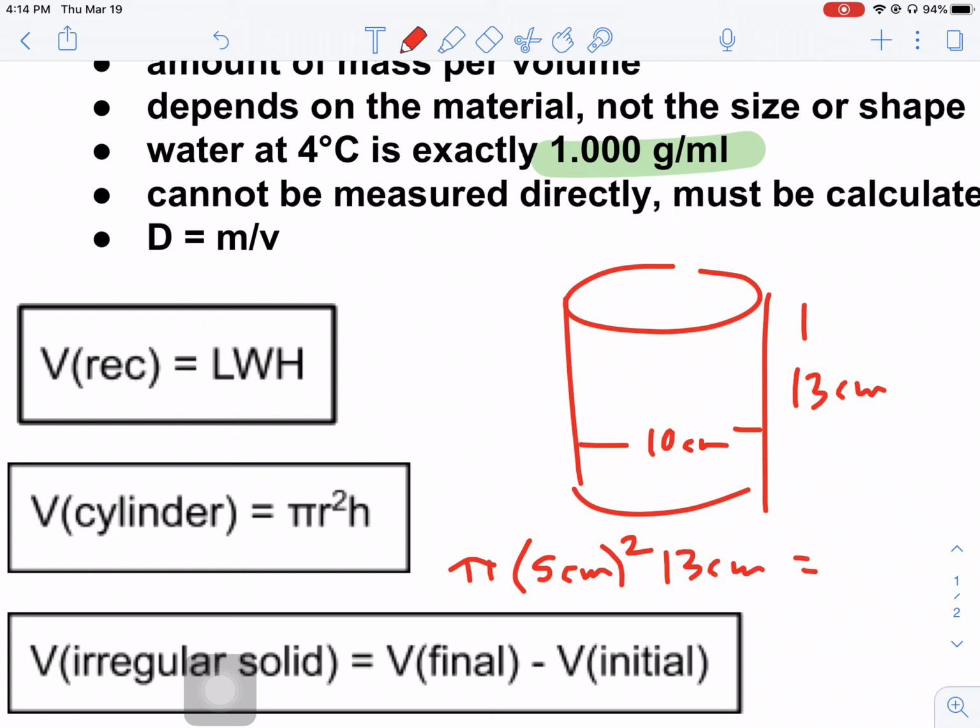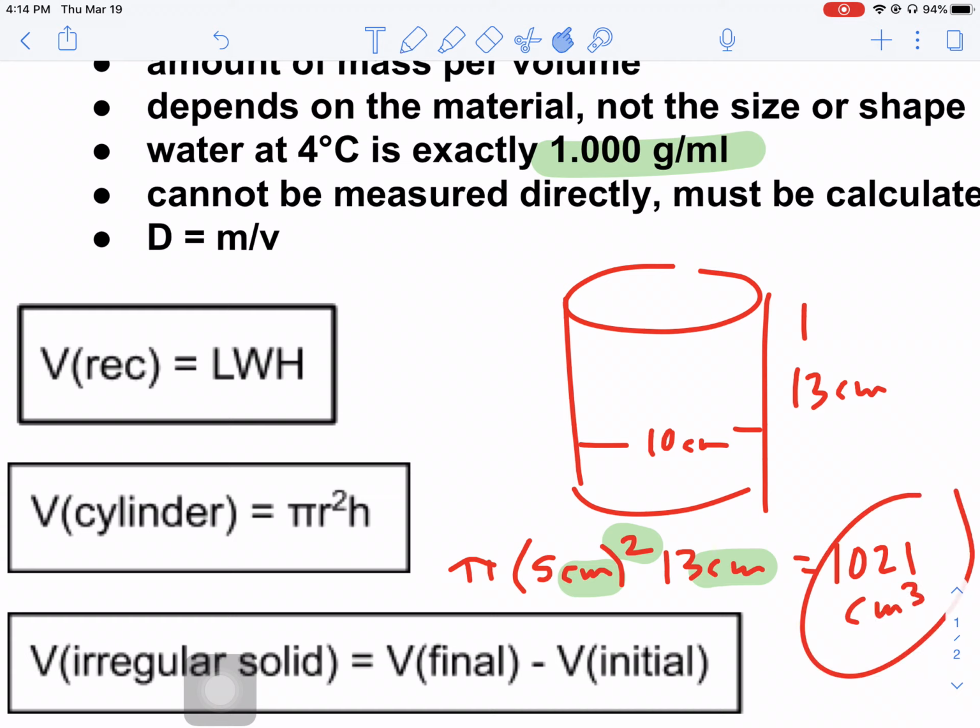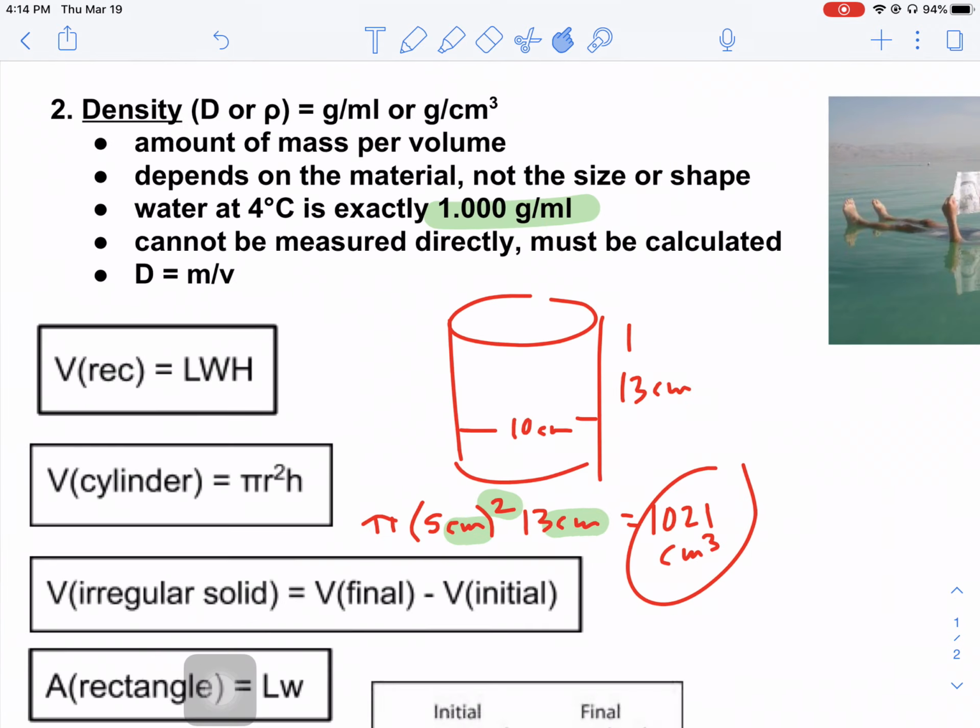So when I put that into my calculator, pi times 5 times 5 times the height, which is 13, I get the number 1,021 and change. Now, keep in mind, you've got a centimeter, but it's squared, so that's a centimeter squared, times another centimeter would give you a unit of centimeters cubed. So 1,021 centimeters cubed.